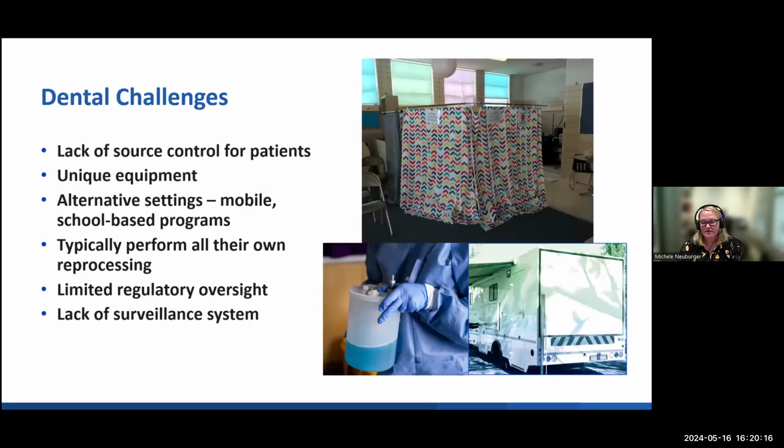So what are some challenges that we do see in dental settings? Obviously, lack of source control for patients. Especially during the COVID pandemic, we had a lot of questions about that, because during times of recommending source control, dental patients can't wear source control and you sit very close to a patient. You're doing procedures that may induce coughing or splashing and using equipment that creates spray and spatter. We have alternative settings where we're doing these types of procedures: mobile clinics, school-based programs, different places to set up. You can see some unique setups that people will do.